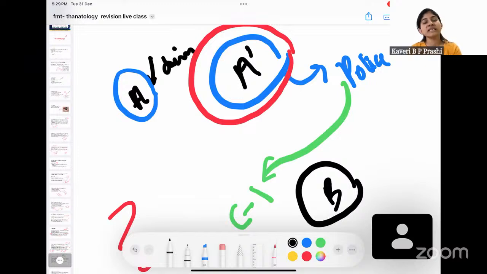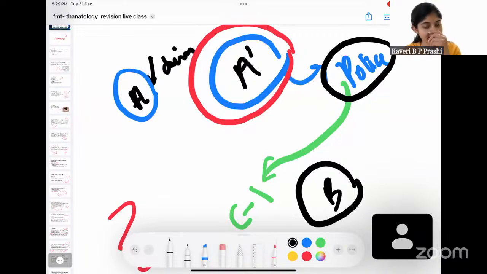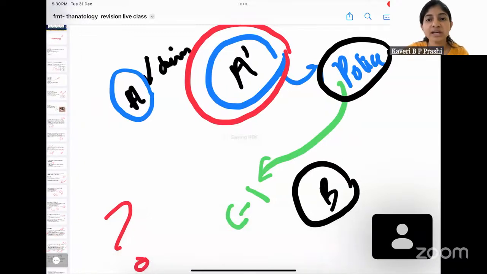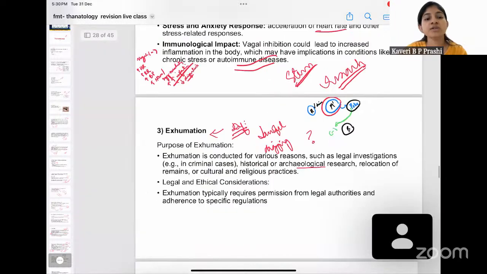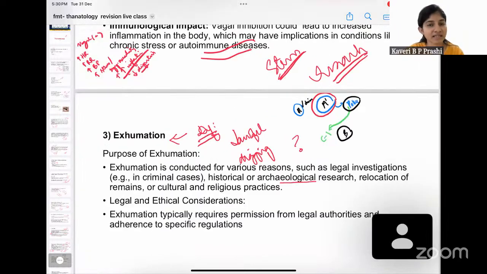Then what will these relatives do? They'll go to the police station again and they'll say that they want a reinvestigation into the cause of death. Now the body has already been buried, no? So in order to find out what has happened, exhumation is going to be done. Okay, so this is one example where exhumation could be done. So there are certain legal as well as ethical considerations also whenever we try to do exhumation.